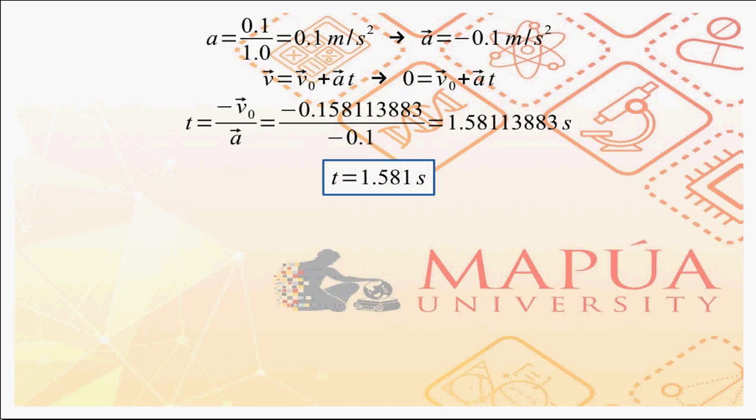Knowing the acceleration is constant and non-zero, that's uniformly accelerated motion. In uniformly accelerated motion, you have 4 equations that you can use. One of those equations is v is equal to v naught plus at. We know v, we know v naught, we know a. The only unknown is time. So isolate time, and you'll be able to calculate the time of travel to be 1.581 seconds.